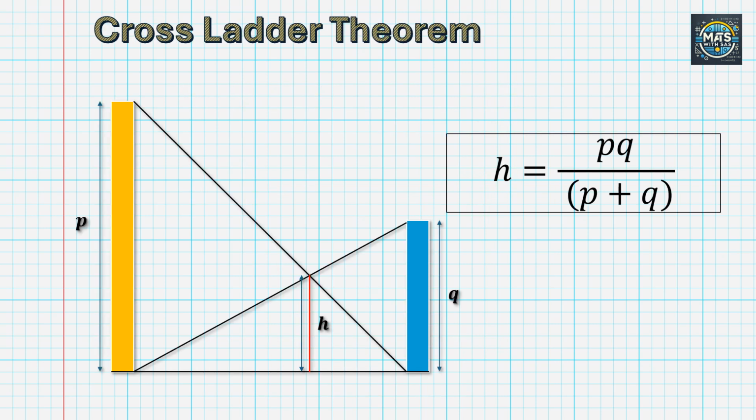This formula is actually a special case of the Cross Ladder Theorem. This theorem states that the intersection height in a crisscrossing structure always follows the rule h equals p times q divided by p plus q. This is a beautiful mathematical result that shows how ratios and proportions naturally appear in geometry.